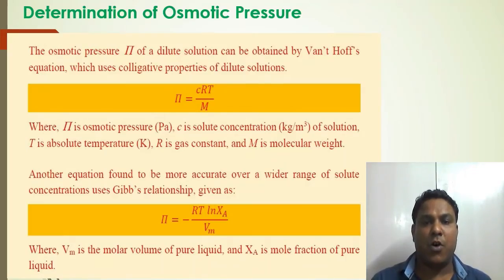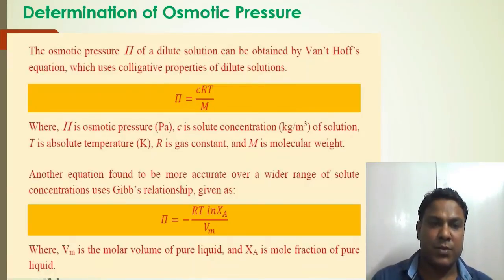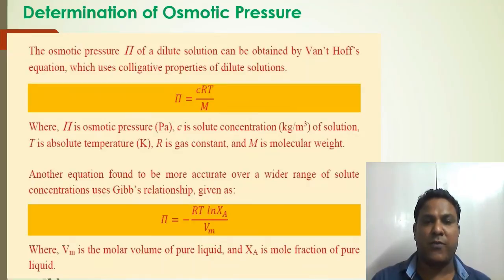The determination of osmotic pressure is a critical parameter responsible for the efficiency of membrane separation in food processing operations. Understanding the procedure to determine the osmotic pressure helps you know the amount of pressure needed during reverse osmosis operation in membrane separation. Here two equations are used for determination of osmotic pressure. First one is the Van 't Hoff and second one is the Gibbs equation. The osmotic pressure of a dilute solution can be obtained by Van 't Hoff's equation, which uses the colligative property of liquid solutions.